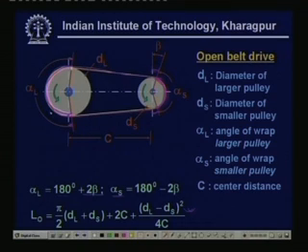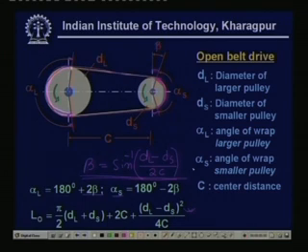Now, here this beta angle, what has been shown here, is nothing but sine inverse of (DL minus DS) by 2C, with this as a bracketed term. So, this is the value of the angle beta, which you can easily verify from simple geometry.